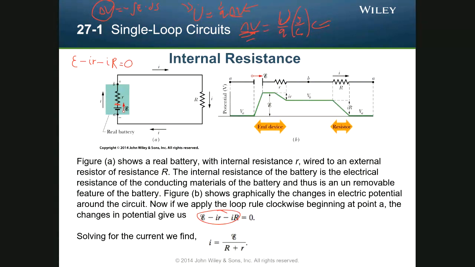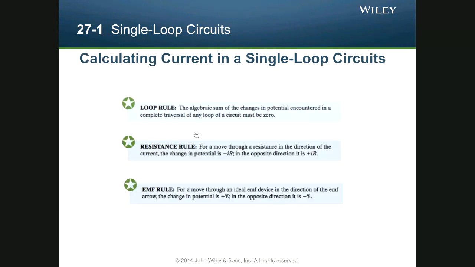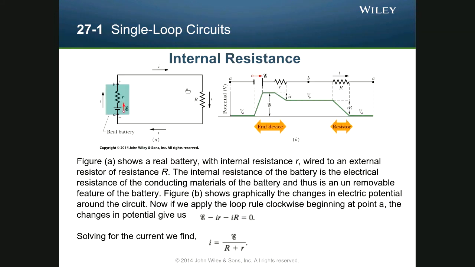One, why are we doing this? We're doing this loop rule because we know the algebraic sum must always be 0, all right? So that's why we chose a direction for the current, and that's why we started at A. Once we get to this EMF, we have to ask ourselves, is the direction of the EMF equal to the current? All right, we can see that back here.